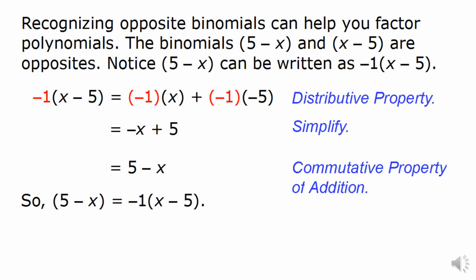Okay, so it's important that you're able to recognize opposite binomials once in a while, and that can help you factor some polynomials. So notice that the binomials 5 minus x and x minus 5 are opposites. I can rewrite the first one as -1 times this one. All they did was rearrange. So notice they did it in a long version here. They factored out the -1 and they got this, or they actually are distributing it back. So they're just showing you, proving that to you.